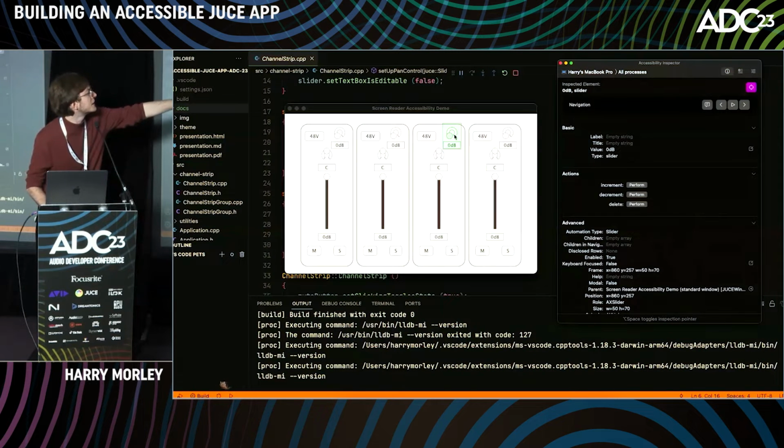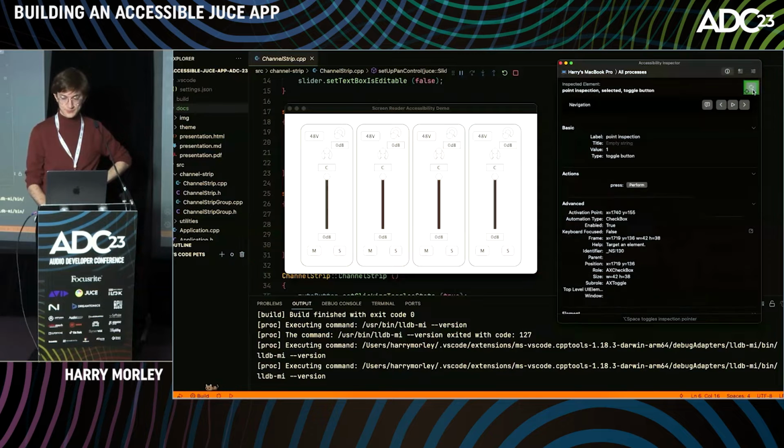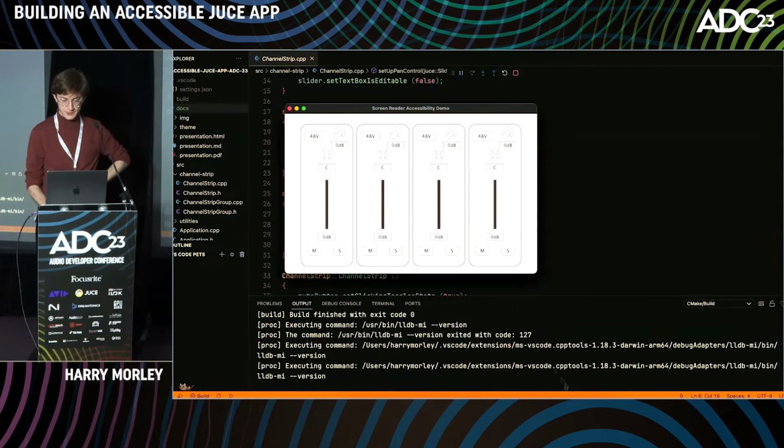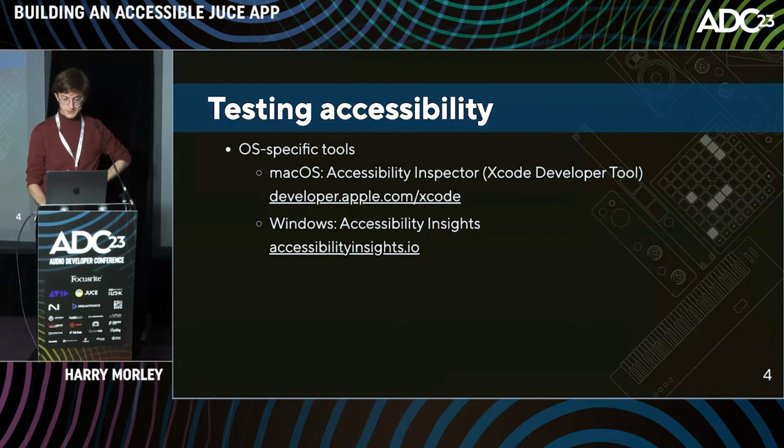You can see the type says slider, it's got the current value. There's ways to interact with the components. So yeah, let me turn this off. Let's go back to the slides. Just to mention, Accessibility Inspector comes with Xcode. So if you install Xcode, you get the developer tools with that. So it's bundled as part of that. And then for Windows, you can download Accessibility Insights for free.